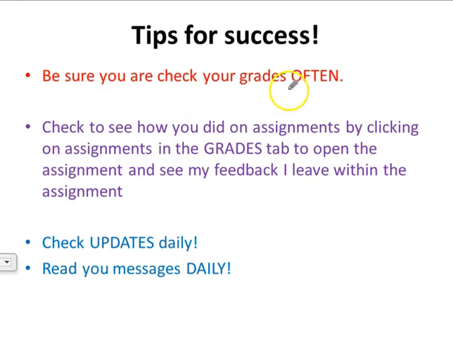So first of all, make sure you're checking your grades often so you know where you stand in the class. Then, not only should you be checking your overall grade, but look to see how you did on each individual assignment. And don't stop there. Click on the graded assignment, that score, and then view the assignment to see what you missed and what you got correct. And remember, I'm always leaving feedback on those questions that you missed so that if you want to do a redo, those can help you.